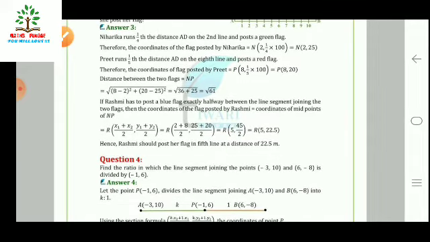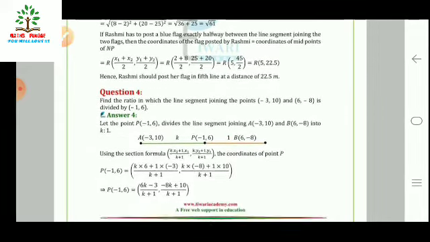a blue flag exactly halfway between them. So halfway between them means we have to find the midpoint of the coordinates of the position of Preet and the coordinates of the position of Niharika.